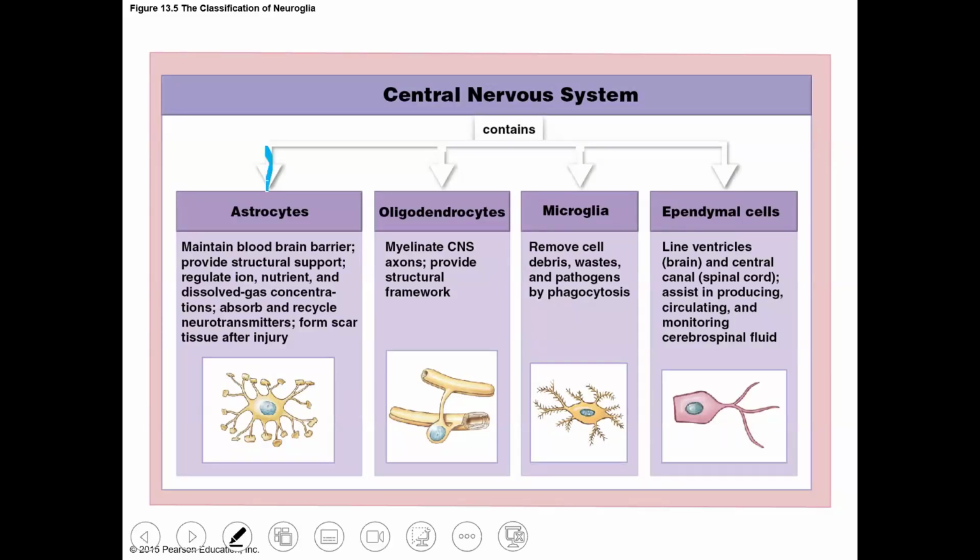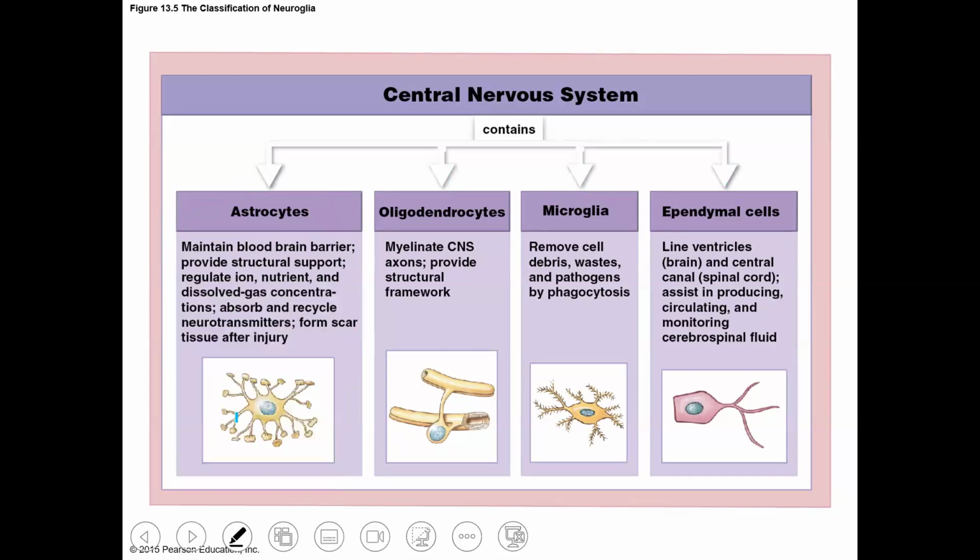In the central nervous system, we see astrocytes, oligodendrocytes, microglia, and ependymal cells. Astrocytes, we want to remember, maintain the blood-brain barrier. They provide structural support, regulate ions, nutrients, and dissolved gas concentrations, absorb and recycle neurotransmitters, and form scar tissue after injury.